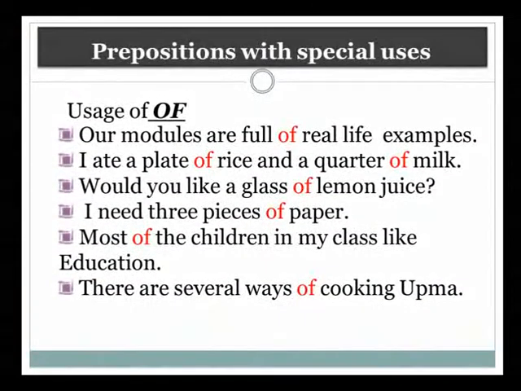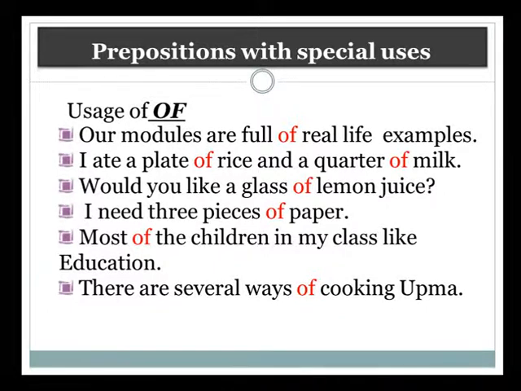Now we'll be talking about certain prepositions with special uses. That means a particular preposition which can be used in one or more of the above defined categories. So starting with one of the most primarily used prepositions, that is of. So the usage of of, with the help of some examples.